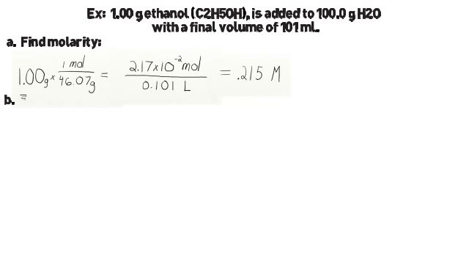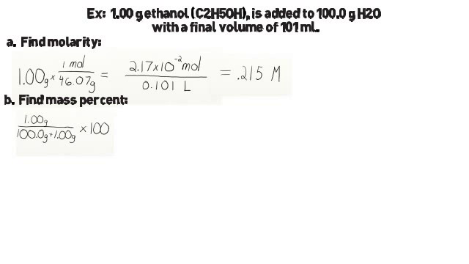Second part is you are going to find the mass percent. You want to pause? Otherwise, here's the answer. So 1.00 grams of the solute over the total, add them together, and you multiply by 100 because it's a percent, and it is 0.990%.